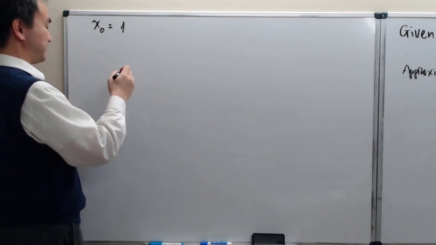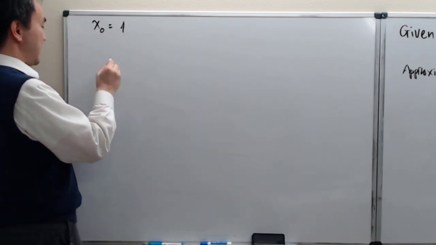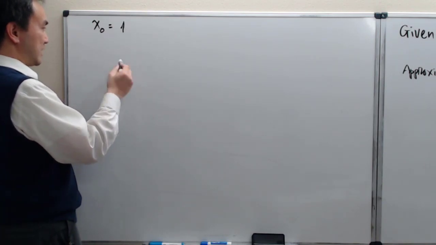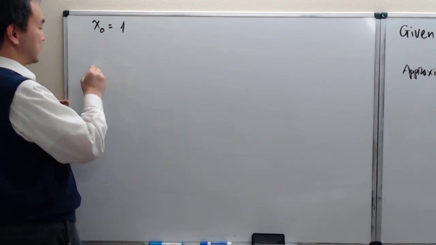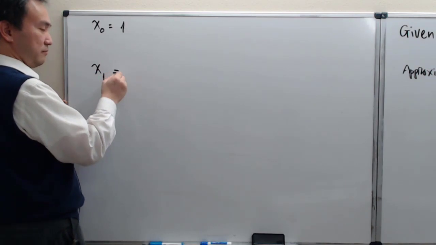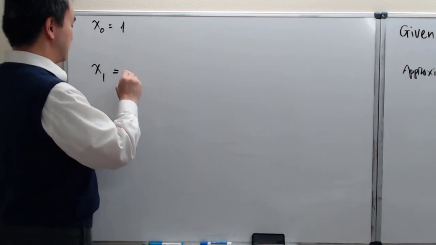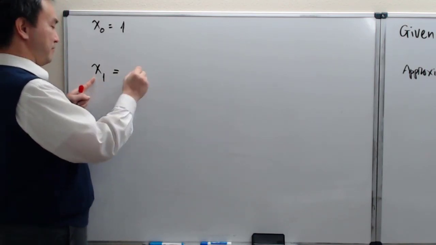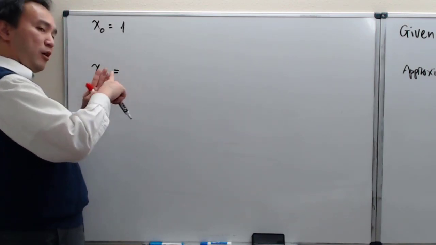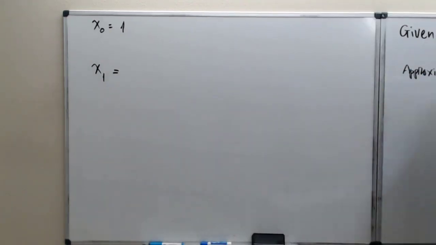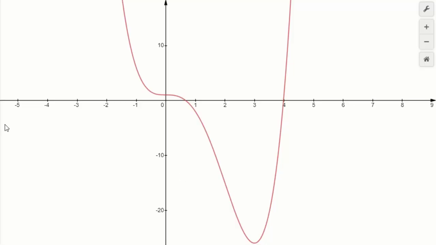But here's what I'm saying: I am going to find another value that's closer to the actual value by doing this. I'm going to call that x sub 1 right here. Supposedly, x sub 1 needs to be closer, and you have already seen through the graph that the actual root of this equation is somewhere less than 1.